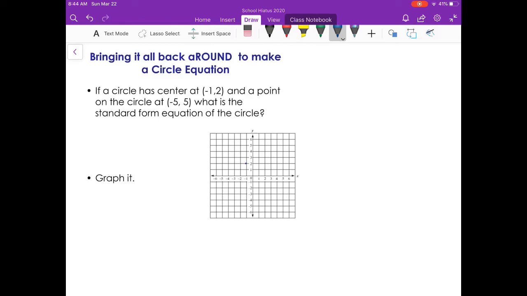If a circle has a center at -1, 2 and a point on the circle at -5, 5, what is the standard form of the equation of the circle? Let's plot -1, 2 and -5, 5. The distance between these 2 points is the radius of our circle. We'll create a right triangle on the grid lines and use the Pythagorean theorem to calculate the length of the radius.